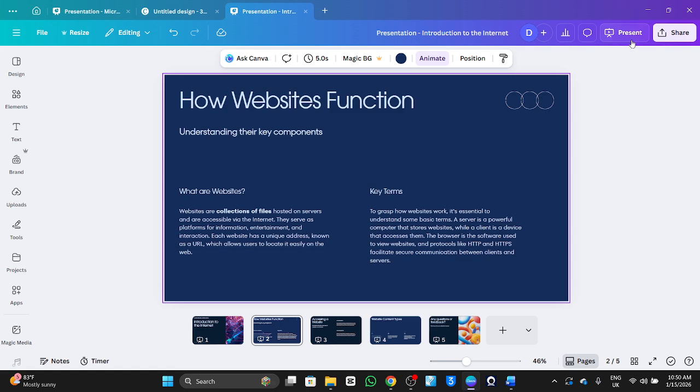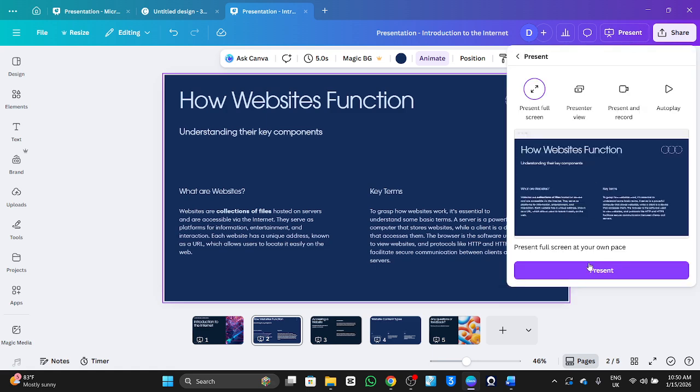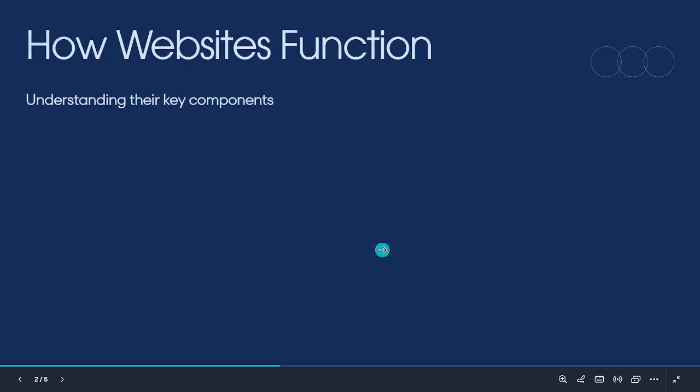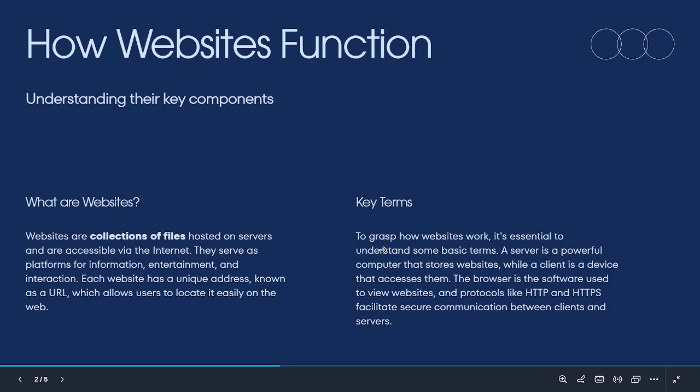Let me just present it so that you'll be able to see properly. Websites are a collection of files hosted on servers and are accessible via the internet. They serve as a platform for information, entertainment, and interaction. Each website has a unique address known as a URL, which allows users to locate it easily on the web.